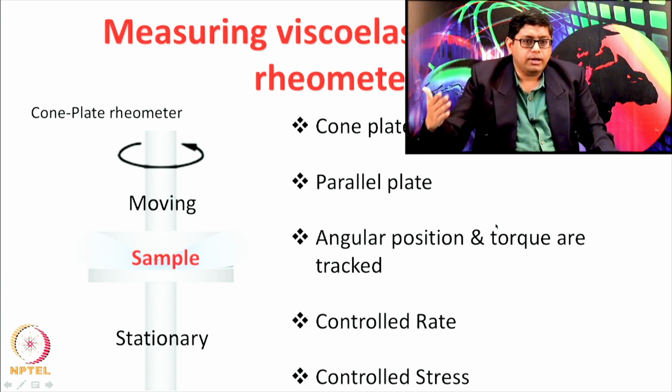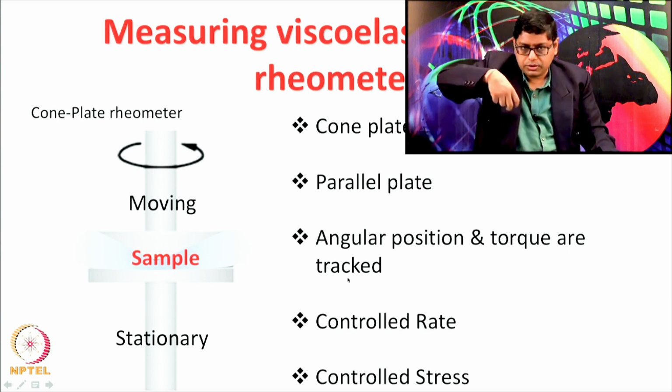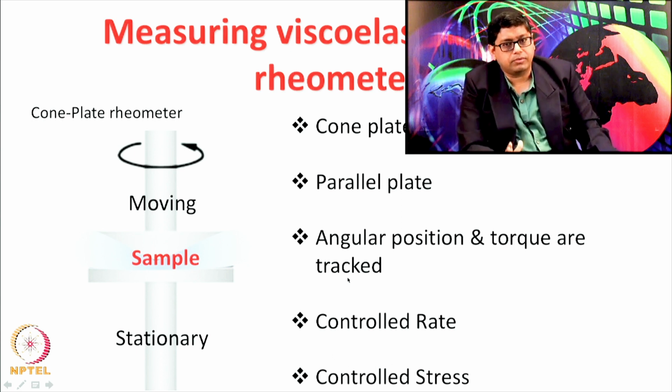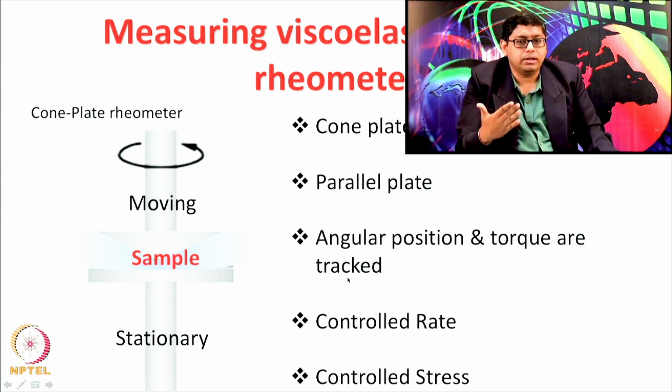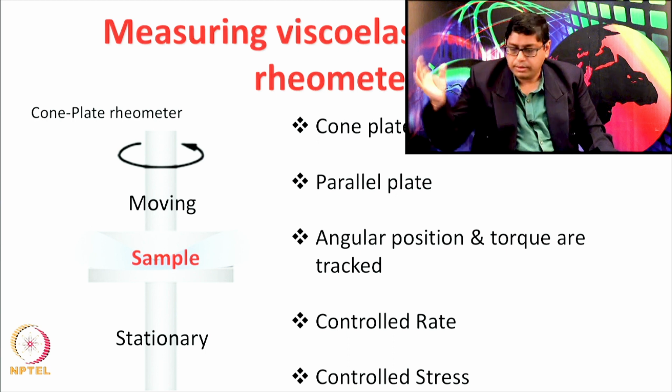You can do two different types of experiments with a rheometer, one of which is called a controlled rate experiment, and the idea is that you rotate it at a given frequency and you track how much torque is required to maintain that frequency. Okay. So, in a sense you are controlling the strain you are imposing on the sample.